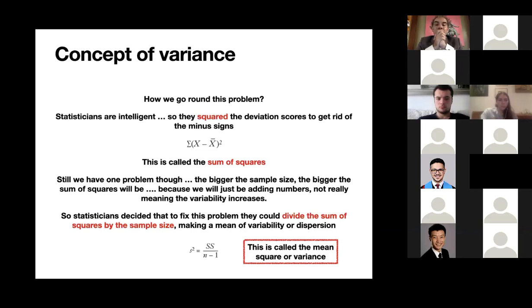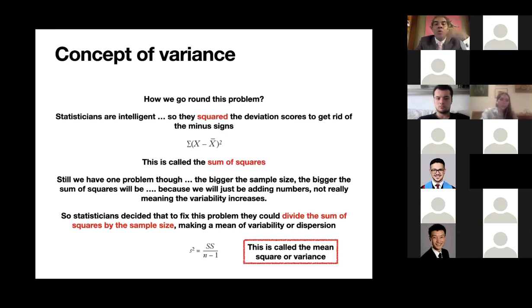But what's the problem with only having the sum of squares? We have one problem: the bigger the sample size, the bigger the sum of squares will be. Because we will just be adding numbers, not really meaning that the variability will increase. For example, if I had a sample size of 300 patients, I'll add 300 times the score minus the mean. So my sum of squares will be bigger than if I had a sample size of 10 patients. Okay?